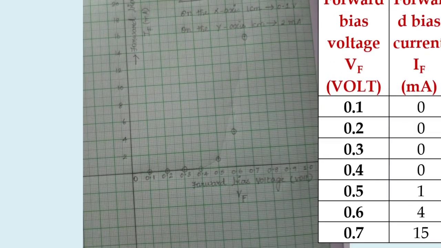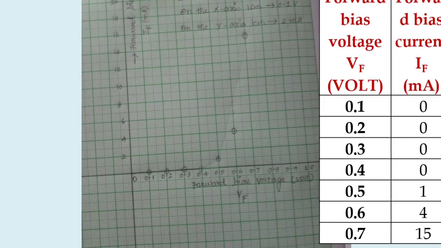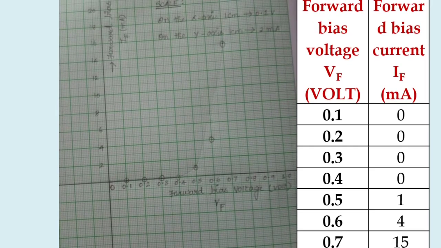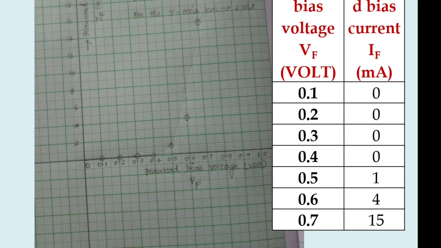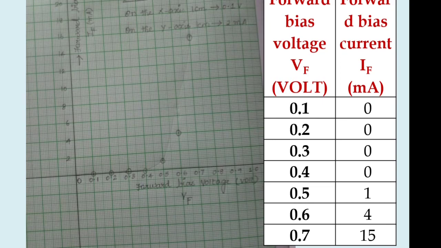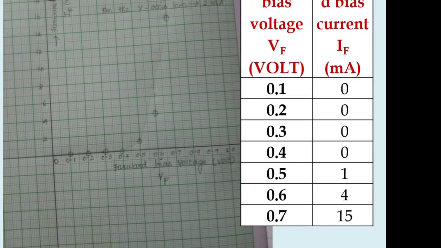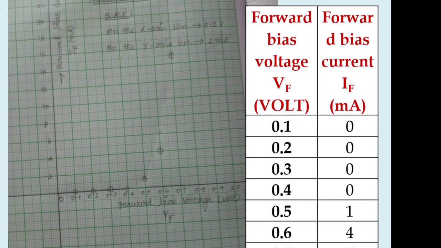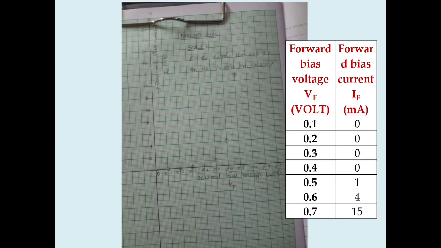For 0.1 it is 0. You can see in the graph, against 0.1 we have plotted at 0, and for 0.2 it is 0, 0.3 is 0, 0.4 is 0. At 0.5 you can see a little current of 1 microampere plotted, and for 0.6 it is 4 milliampere, plotted there, and for 0.7 it is 15. So all the readings are plotted here.